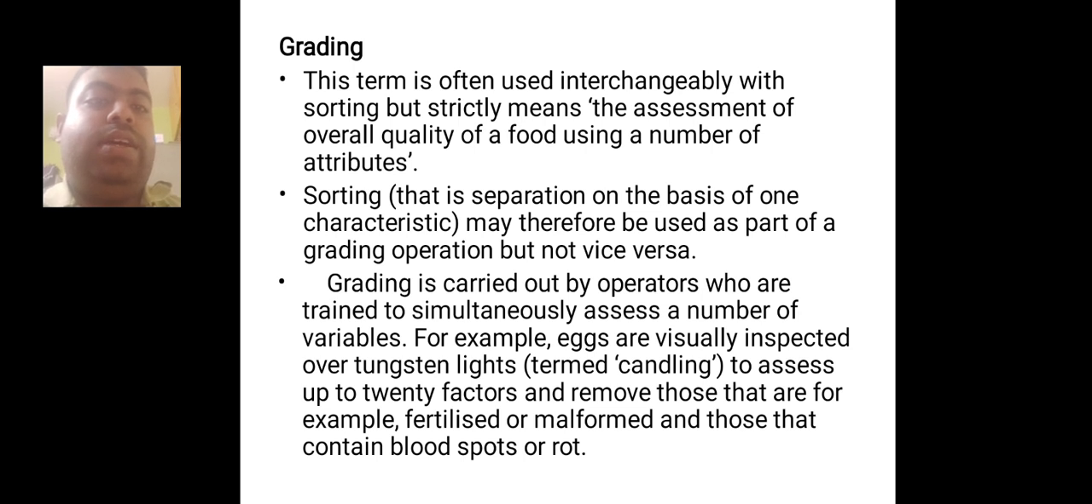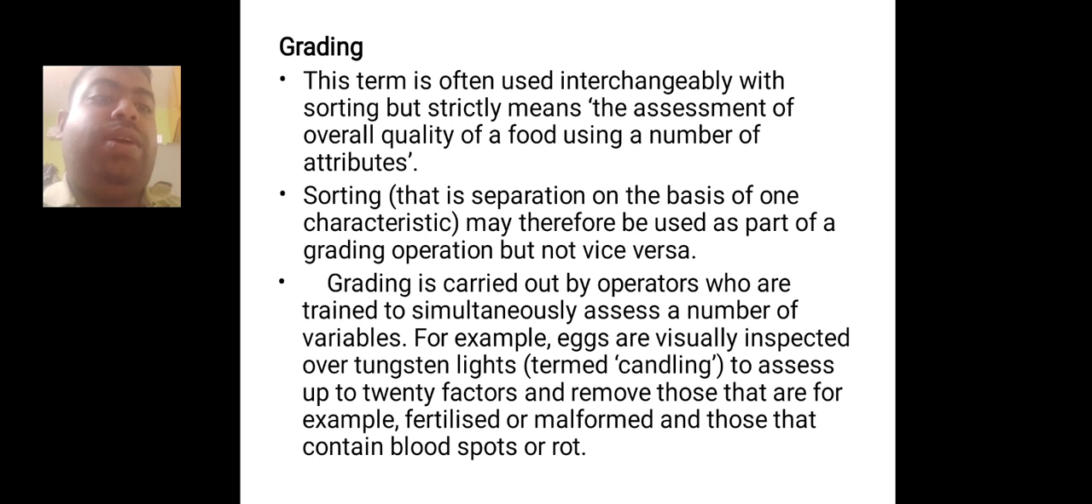Then grading. This term is often used interchangeably with sorting but strictly means the assessment of the overall quality of a food using a number of attributes. Sorting, that is the separation on the basis of one characteristic, may therefore be used as a part of a grading operation but not vice versa.